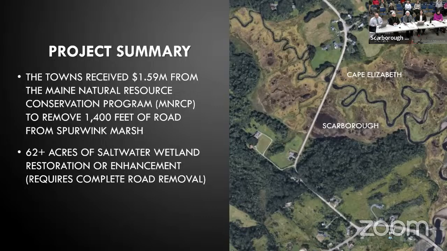And MNRCP is interested in this because they are looking at 62 plus acres of saltwater wetland enhancement and restoration. So they are very much interested in the environmental aspect of this. And I just need to say that because that means we need to remove all of the road. There isn't really an opportunity to leave some of it behind.